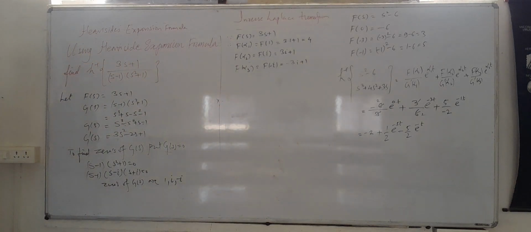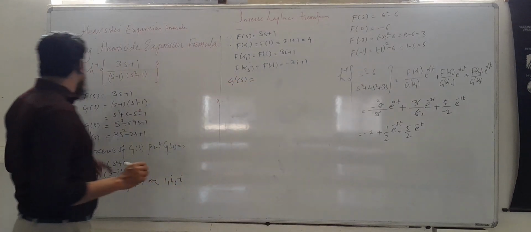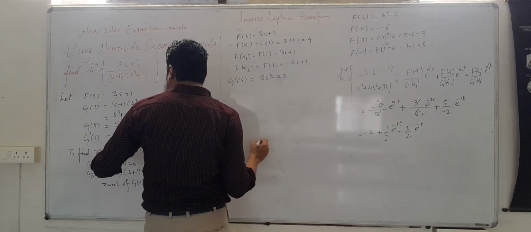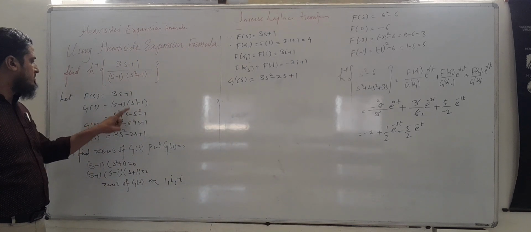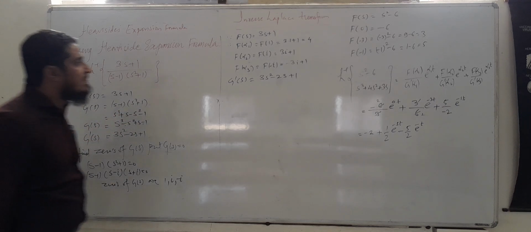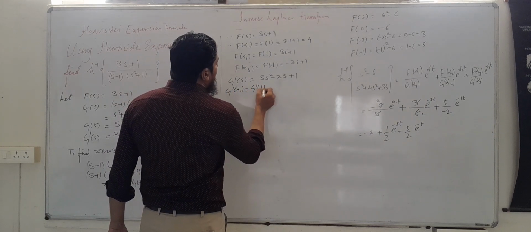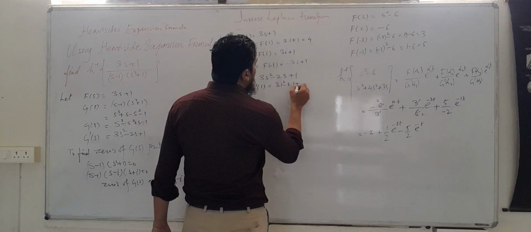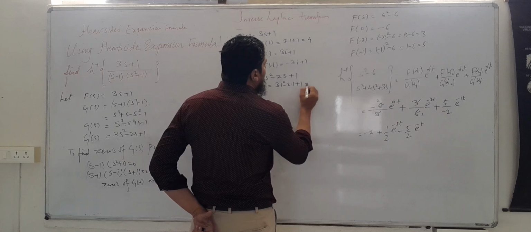Correct? Now, g dash of s will be 3s square minus 2s plus 1. Now g dash of alpha 1, that is g dash of 1, we will get 3 into 1 square minus 2 into 1 plus 1. 3 minus 2 becomes 1, plus 1, that is 2.